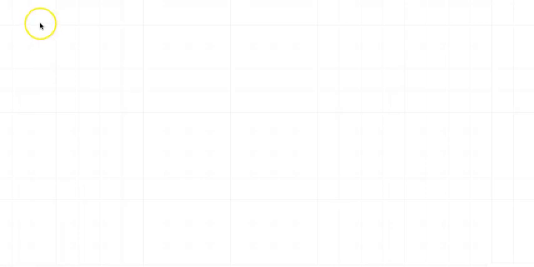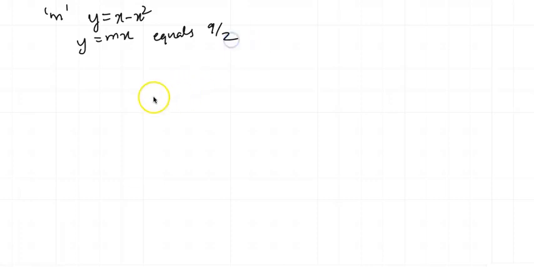So the question is, for which values of m is the area of the region bounded by the curve y equals x minus x square and the line y equals mx equal to 9/2. Okay, so let's first find the point of intersection.